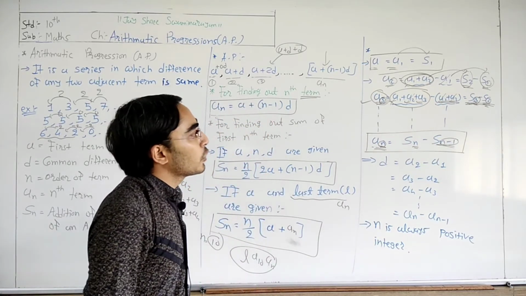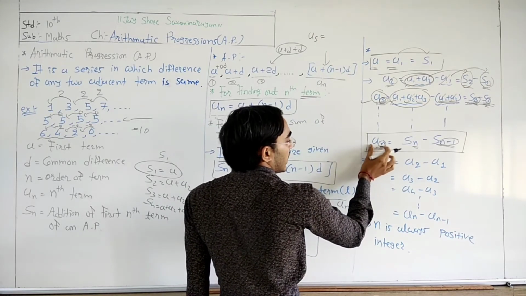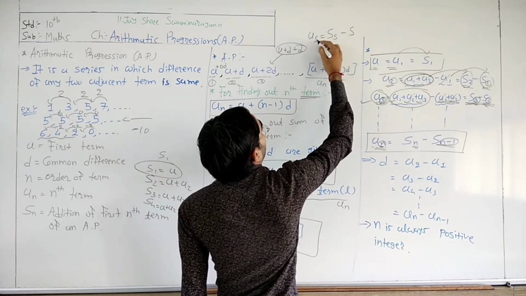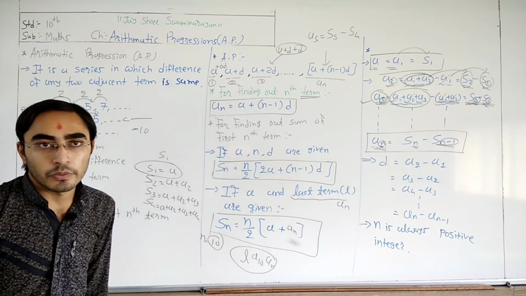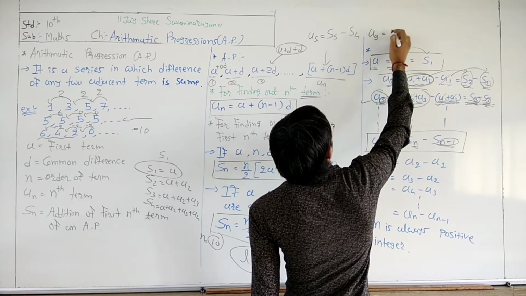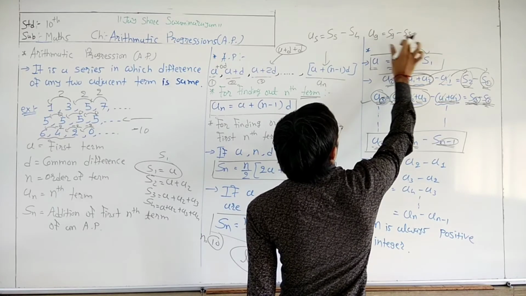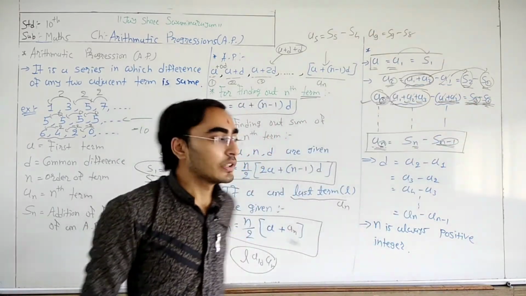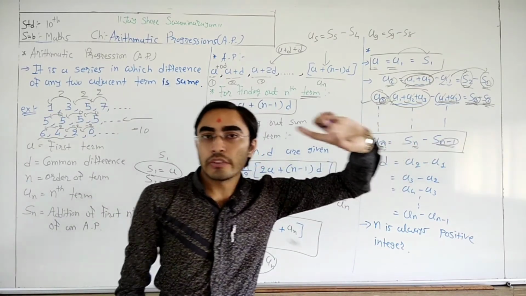That means if we want to find A5, the alternate formula is An is equal to Sn minus Sn minus 1. That means S5 minus S(5 minus 1), which is S4. So A5 is equal to S5 minus S4. If you want to find A9, it is S9 minus S8. n is 9, n minus 1 is 8. So A9 is equal to S9 minus S8. So here we have one formula: An is equal to Sn minus Sn minus 1.